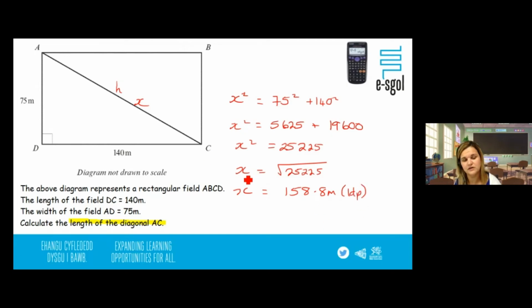I'm going back, I'm looking at my diagram. This is the hypotenuse that I'm finding. It is the longer side, it's bigger than 75, it's bigger than 140. I'm happy that that's my answer. Okay, you can be doing those types of checks throughout.